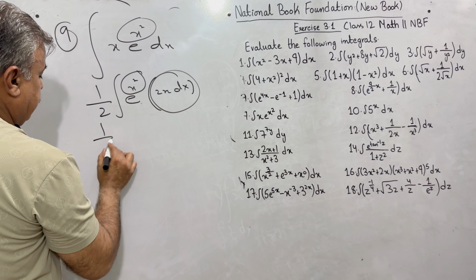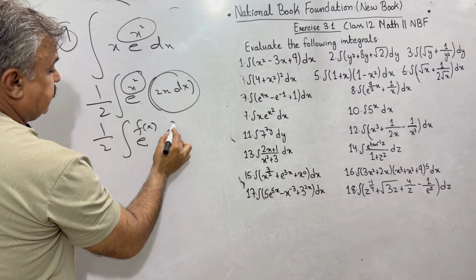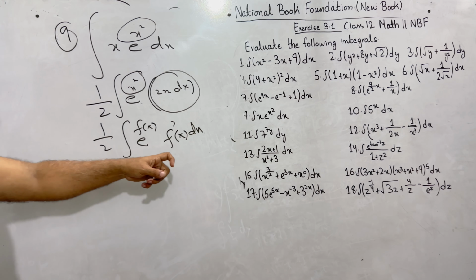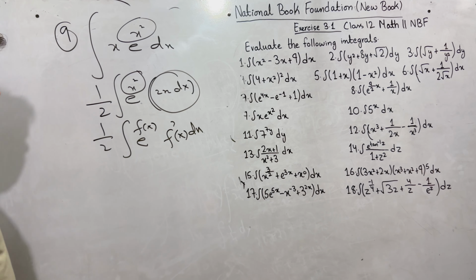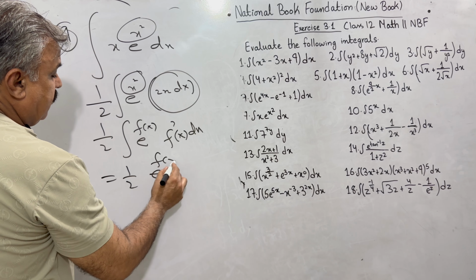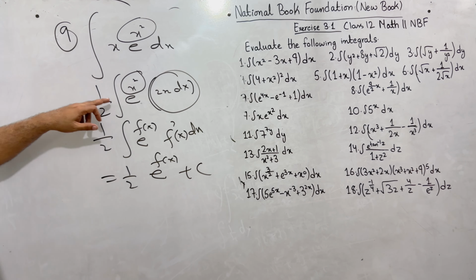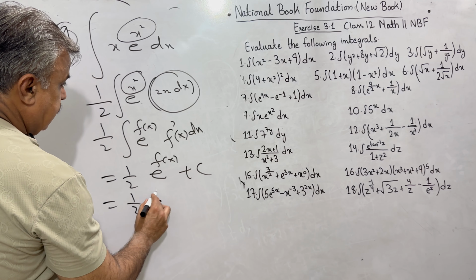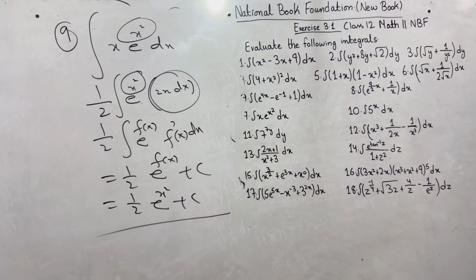Let me write a general form of this one. E raised function and its derivative: its integration is given by e raised f of x plus c. What is our f of x? It is x square. So 1 over 2 e raised x square plus c is our answer in that case.